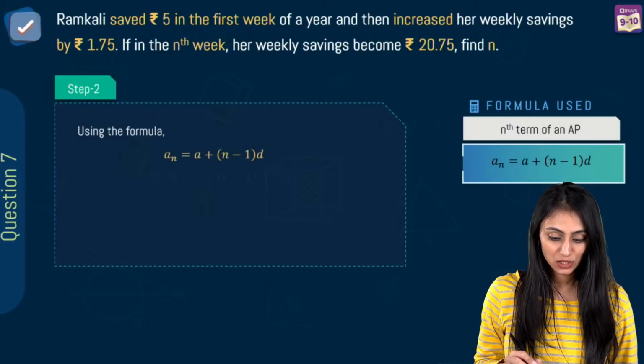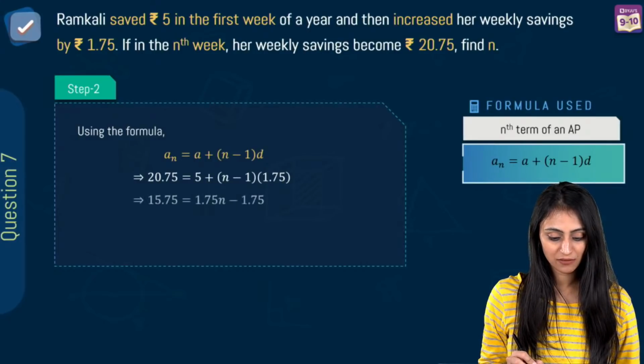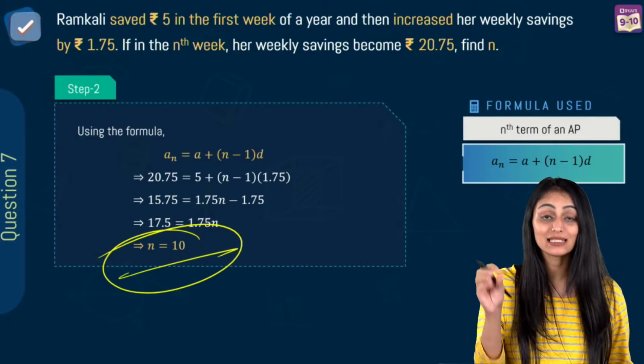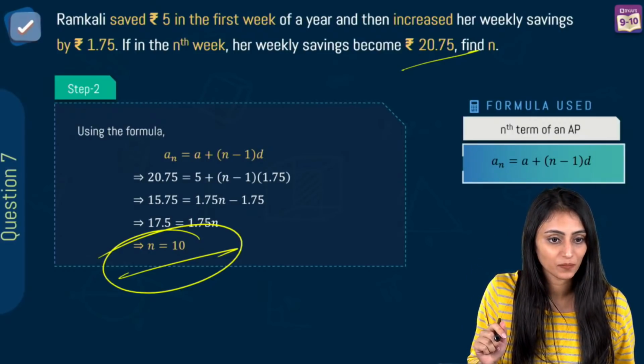So let's use this formula, put everything here, an, a which is 5, d is 1.75, and on simplifying, what do you get at the end? You get n as 10. That means that is the 10th week when our weekly savings are going to become rupees 20.75.